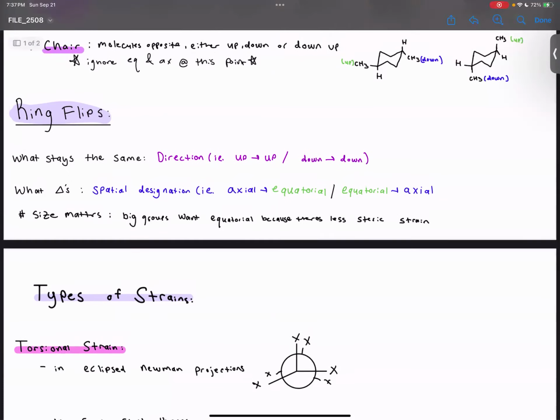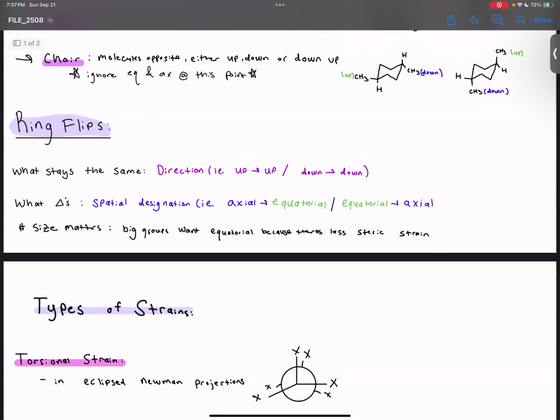And also, hashtag size matters, but big groups want equatorial because there's less steric strain. So if you have a question where it's like, which one's better? It's going to be the one where the biggest group is in the equatorial position. I guarantee that's probably going to be a question, and that's just because there's less steric strain.